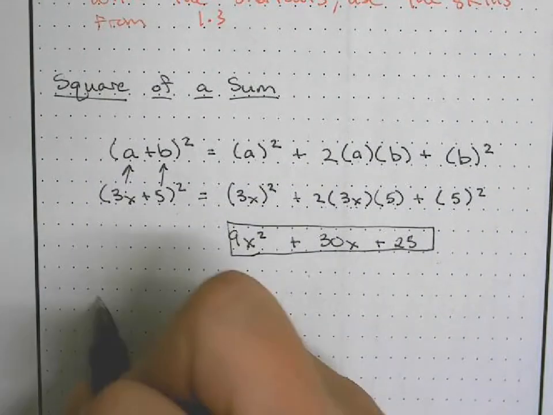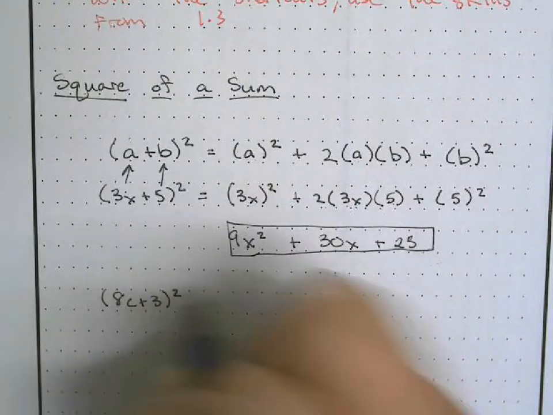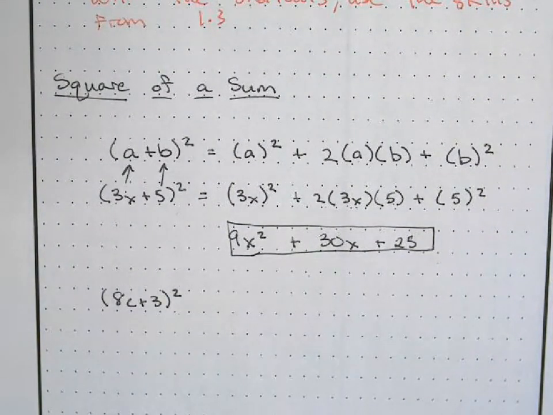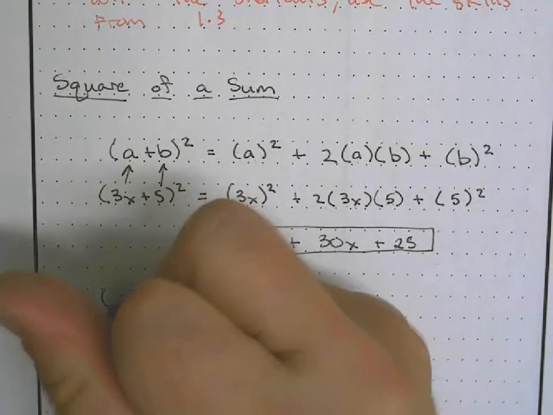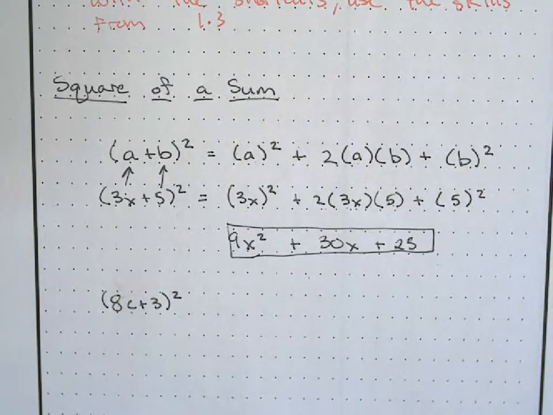So I have an example that I'd like you to try on your own. 8c plus 3 squared. So if you would, go ahead and pause right here. You can pause right here and try this on your own.